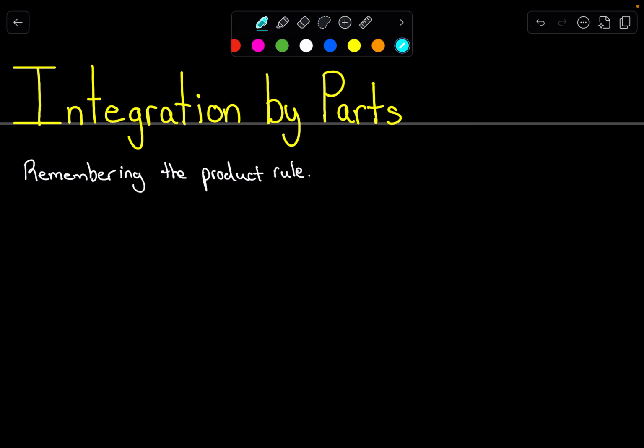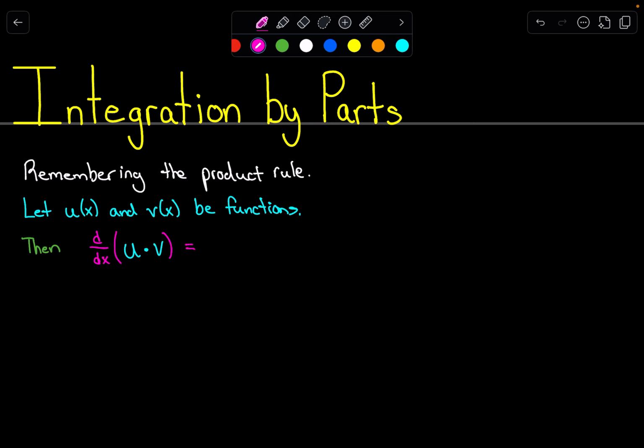So the idea here is that we're going to say, let U of X and V of X be functions, okay? I'm not going to write U of X and V of X every single time. I'm simply just going to say U and V. Then if we were to take the derivative with respect to X of the product of these two functions, so if I put U in here and I multiply it by V, we need to remember what it is that we're going to get out.